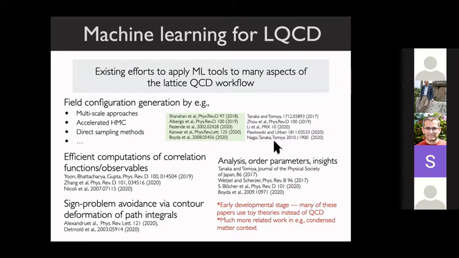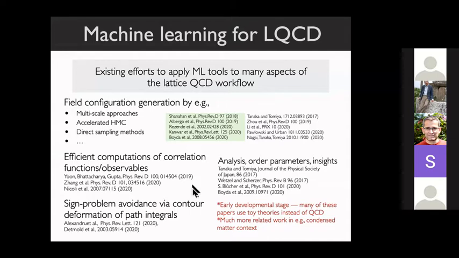And those approaches have ranged from things like multi-scale approaches, a lot of effort to accelerate hybrid Monte Carlo itself, through to direct sampling methods where we don't use hybrid Monte Carlo anymore at all, but try to design ways of directly sampling from the probability distribution of interest. Then there are nice efforts at efficient computation of correlation functions or observables given field configurations.